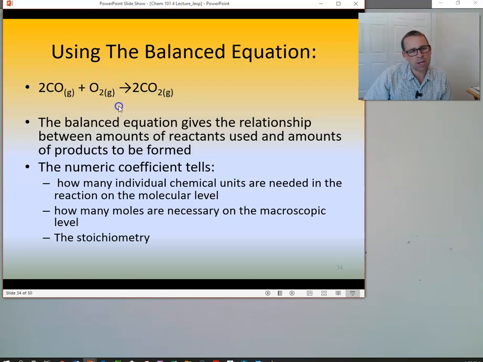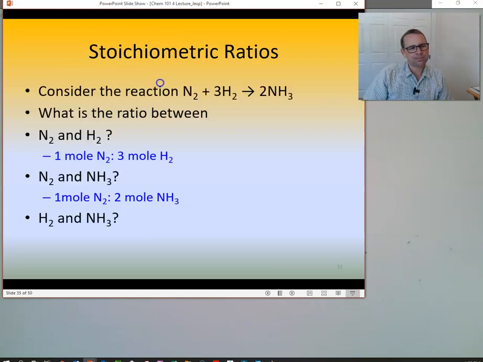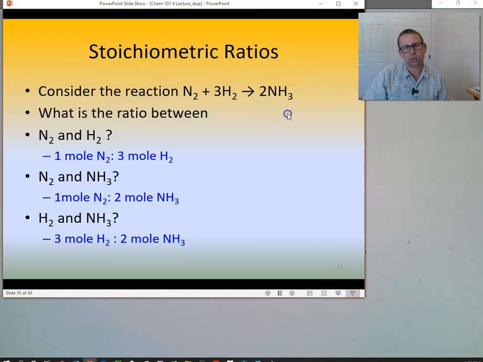I can also see that in this reaction, I consume 1 mole of oxygen gas for every 2 moles of carbon dioxide I make. So again, the coefficients, the numbers in front, the 2 here, the 1 that's not written there, and the 2 there, are values that allow us to make stoichiometric statements or stoichiometric comparisons. Okay, so here are some stoichiometric relationships for this chemical reaction in which 1 mole of nitrogen gas combines with 3 moles of hydrogen gas and yields 2 moles of NH3, which is called ammonia.